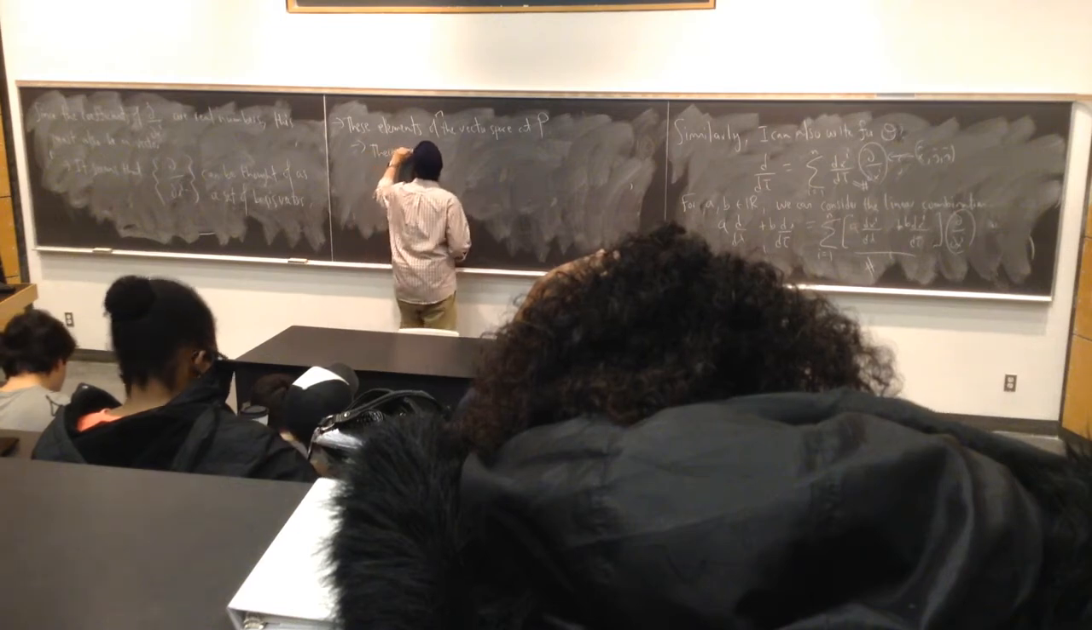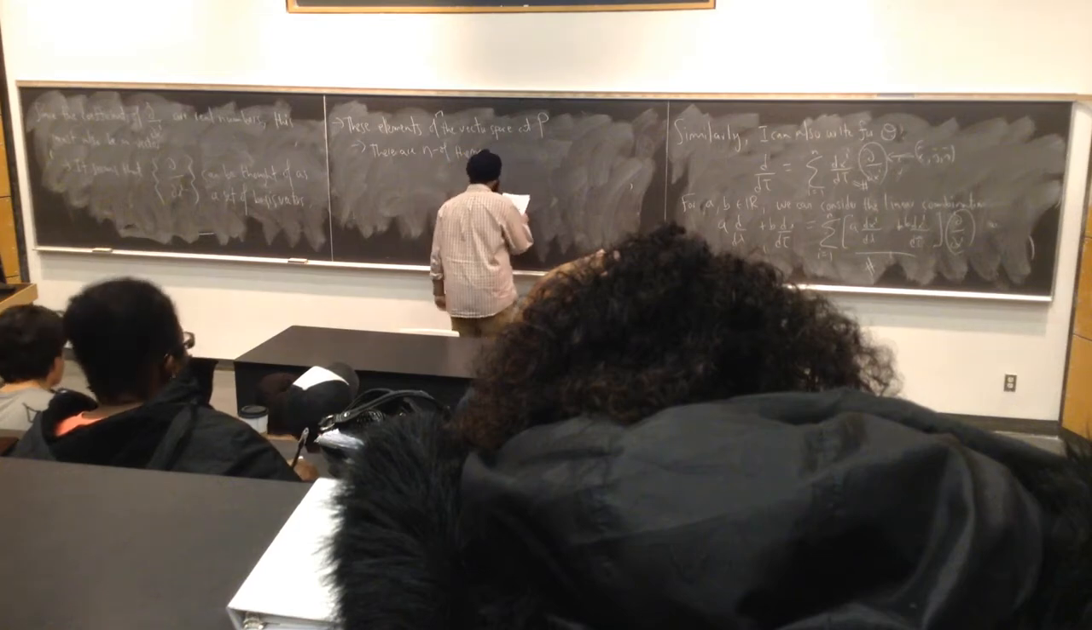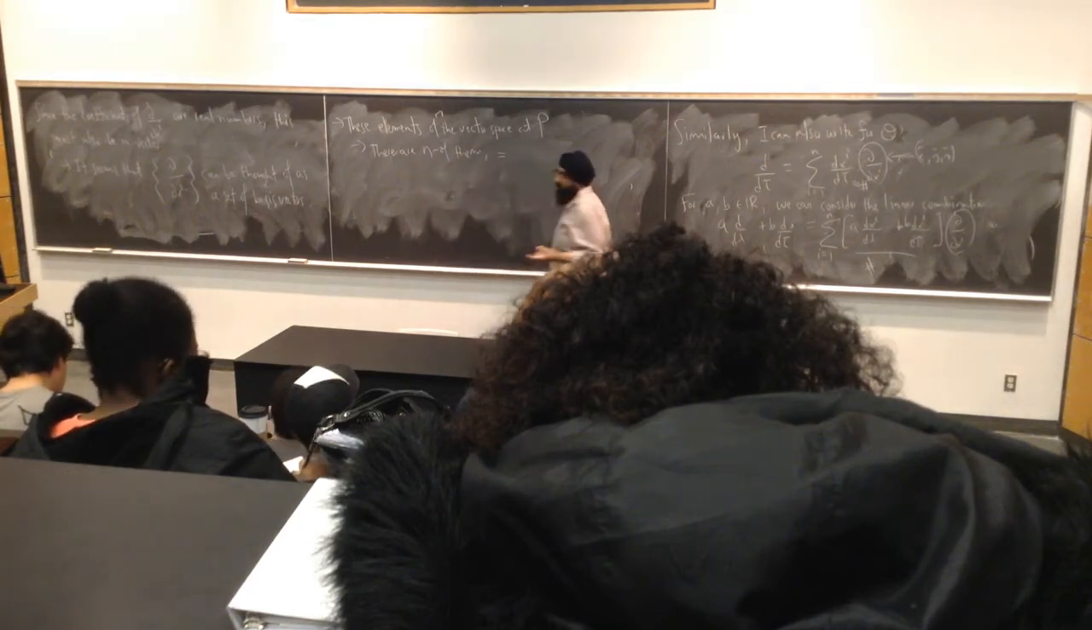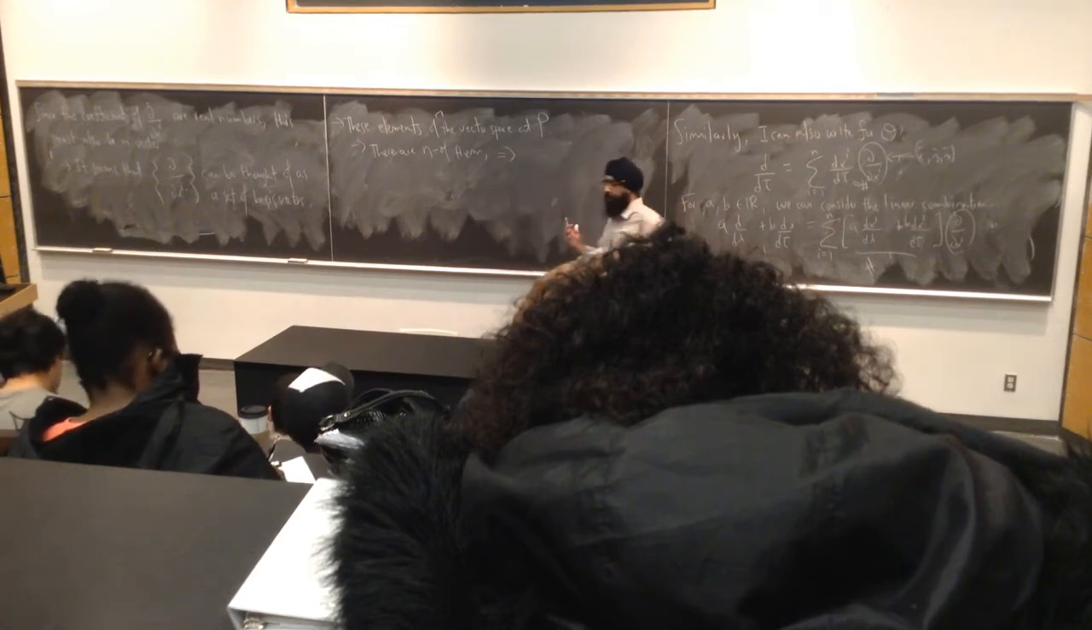There are precisely n of them, because that's the dimension we are in. And I can prove to you, but I will not, because it's a trivial proof, that each one of these vectors is linearly independent.